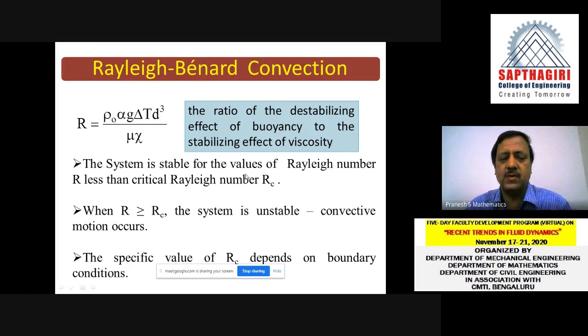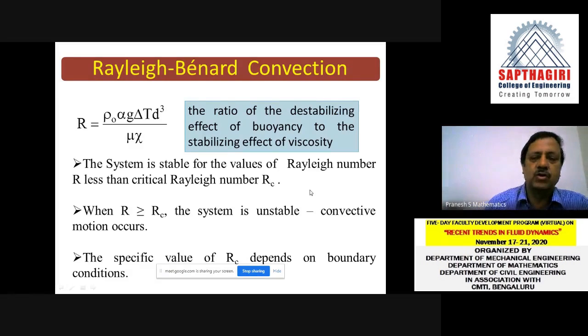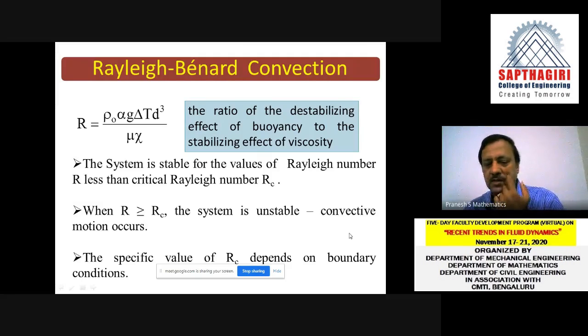The temperature difference at which the convection sets in, we call the critical Rayleigh number. If the Rayleigh number is less than the critical Rayleigh number, there is no motion of the fluid particles, but there is a transfer of heat from the lower plate to the upper plate, and this is due to conduction. The convection takes place when the Rayleigh number R is greater than or equal to the critical Rayleigh number. That means the system becomes unstable.